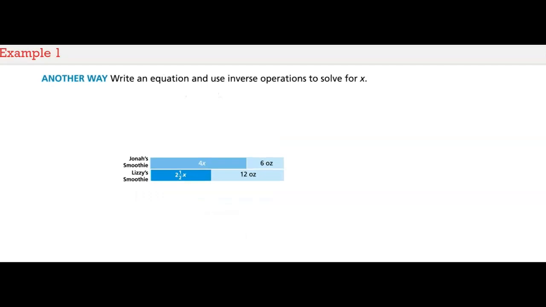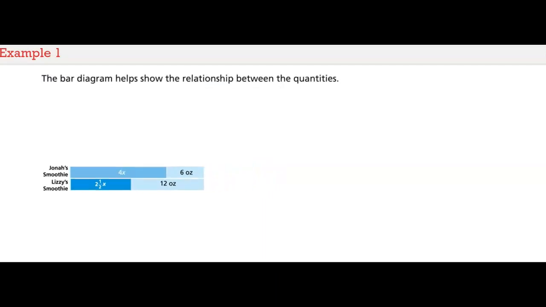Another way to solve this problem is to write an equation, and then use inverse operations to solve for X. How does the bar diagram help us set up the equation? The bar diagram helps show the relationship between the quantities. 4X plus 6 is equal to 2 1/2 X plus 12. Subtract 2 1/2 X from both sides of the equation.